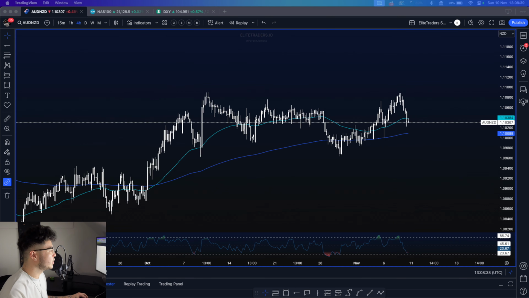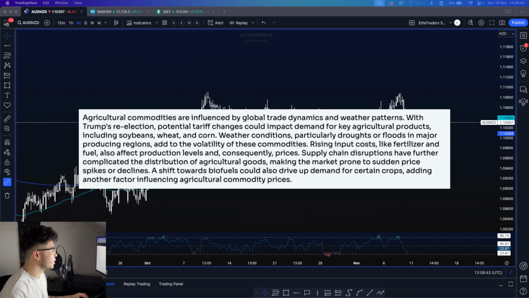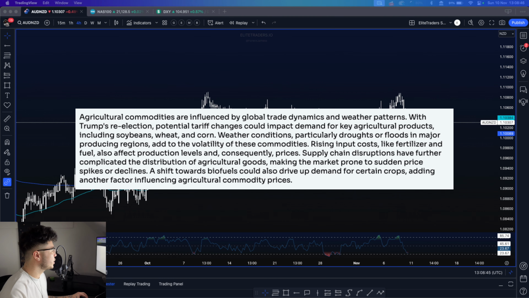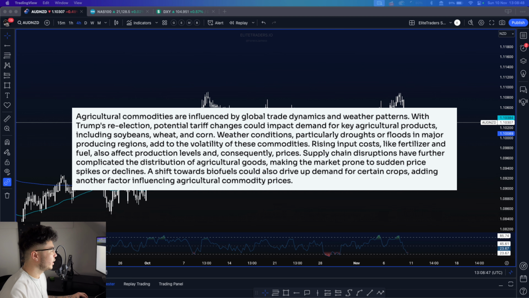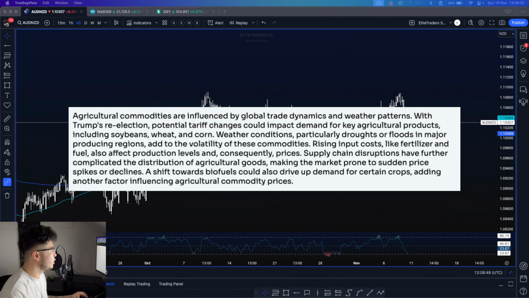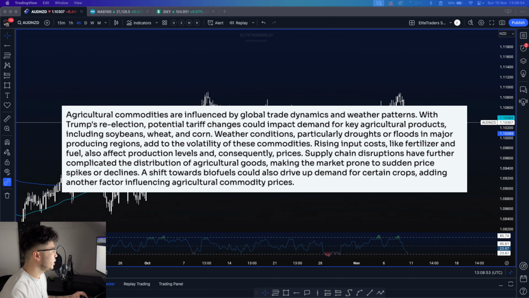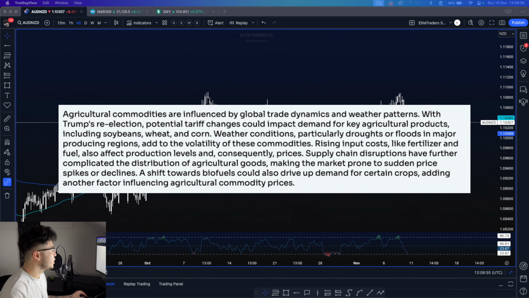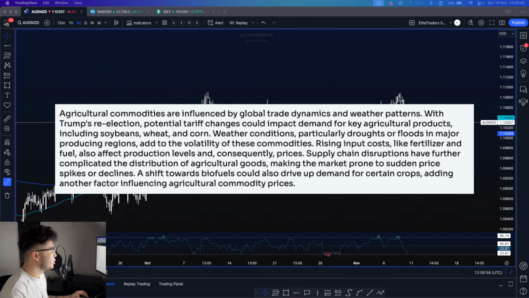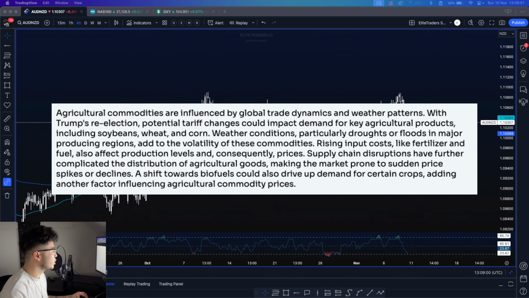This is just from our agricultural section. Agricultural commodities are influenced by global trade dynamics and weather patterns. With Trump's re-election, potential tariff changes could impact demand for key agricultural products, including soybeans, wheat, and corn. Weather conditions, particularly drought or floods in major producing regions, add to the volatility of these commodities.